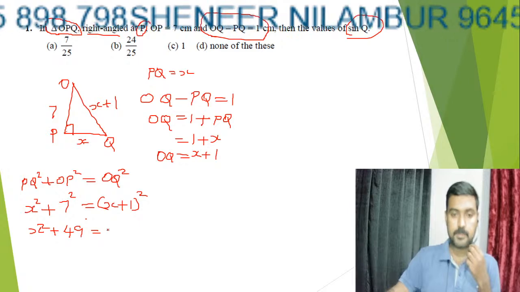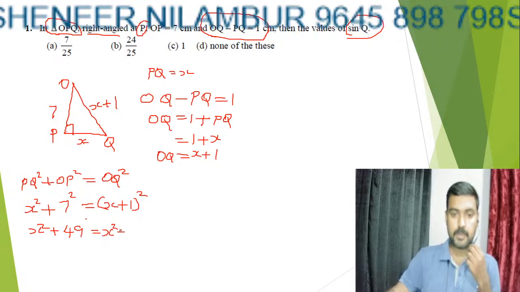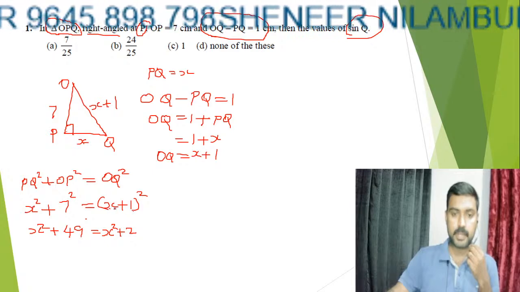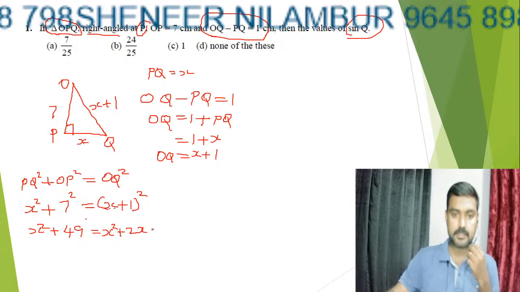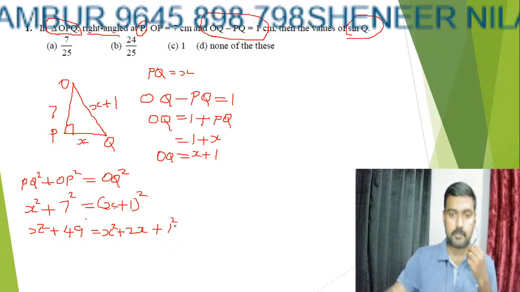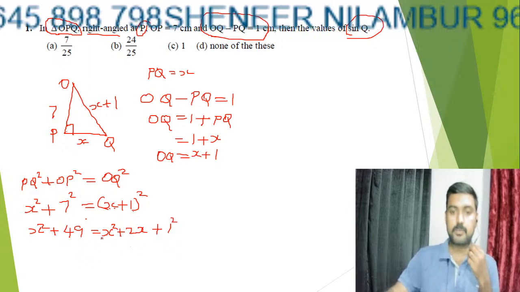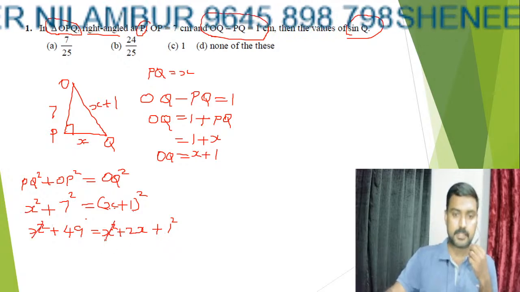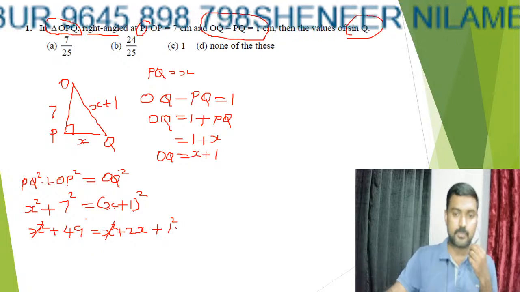What is a plus b whole square? A square plus 2ab plus b square. 2 into a is x, b is 1, so 2 into x into 1, that means 2x, plus 1 square. If you are listening, you can give the comment also if you get the answer. So we got x square plus 2x plus 1 square. This x square and this x square cancel, and this 1 square is 1.